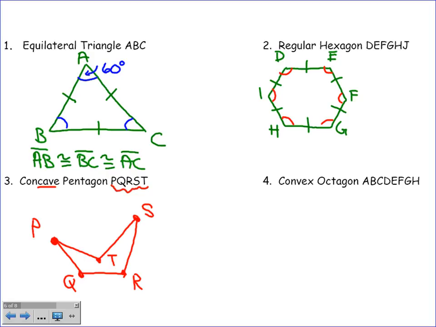Wow, it looks like a lot of people have the same one I have. That's weird. Number 4, convex octagon. Good luck. Convex octagon. Think of a stop sign. But it doesn't have to be. It just has to have 8 sides. It has to be all on the outside.